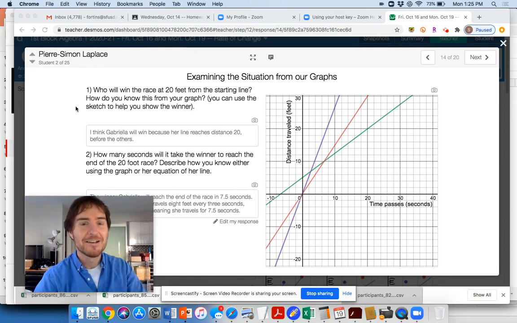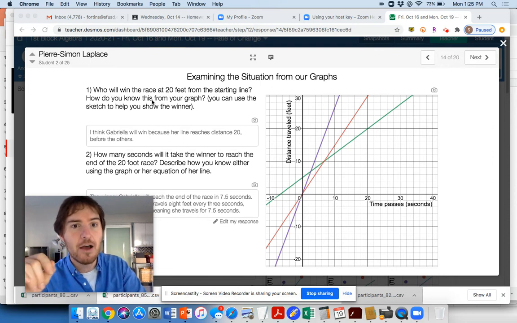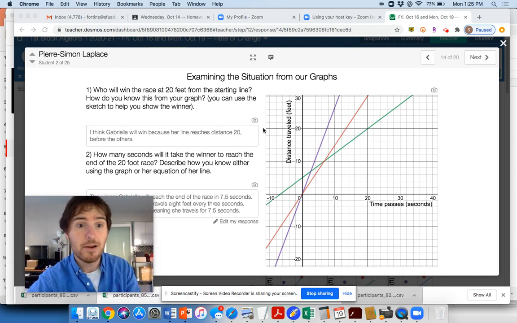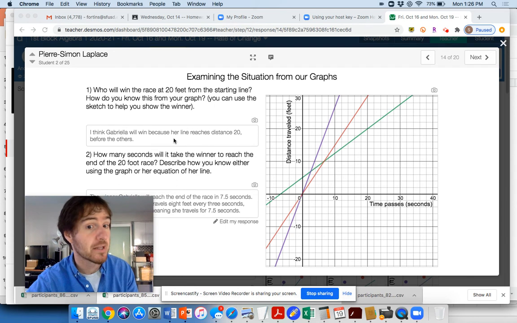Remember, it's anonymized. So it says, who will win the race at 20 feet from the starting line? How will you know this? You can use the sketch to help you show the winner. I think Gabriella will win because her line reaches distance 20 before the others. Cool. So how do you know that? How can you justify that? I would maybe put a little bit more evidence in there, right?